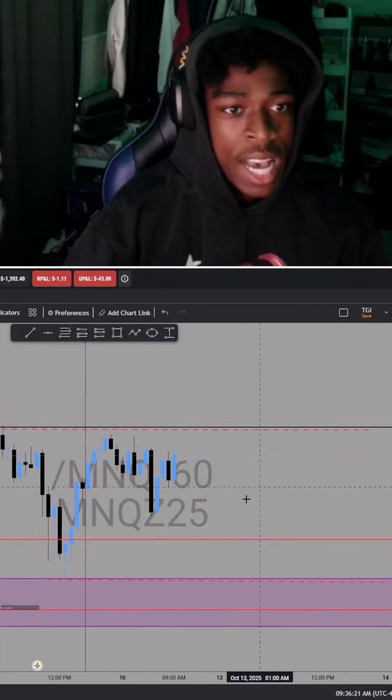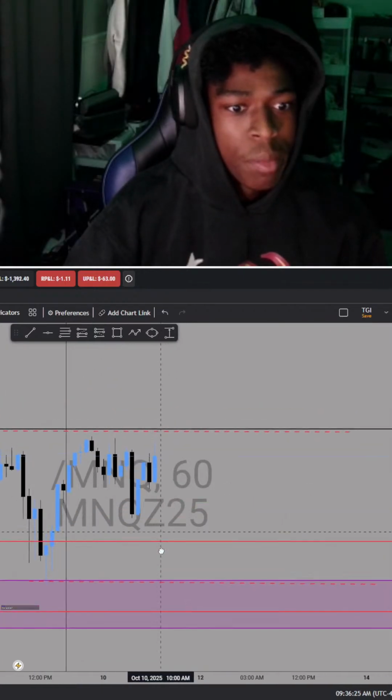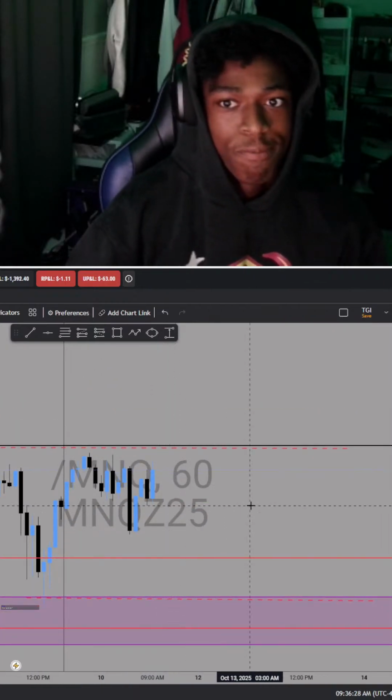I'm liking Nas longs. I wanted Nas to come tap into this gap, aligned with this previous day's low, which is a daily imbalance. Nas didn't make it.